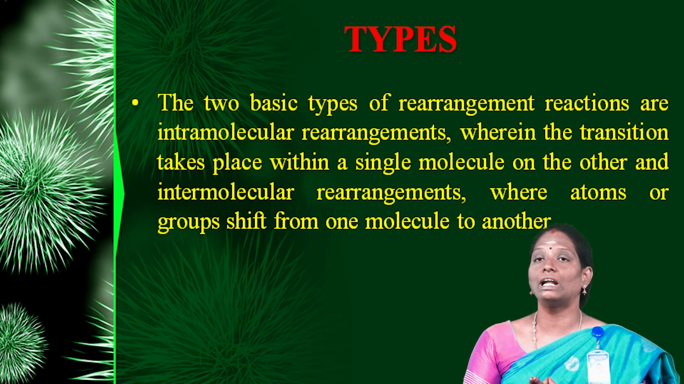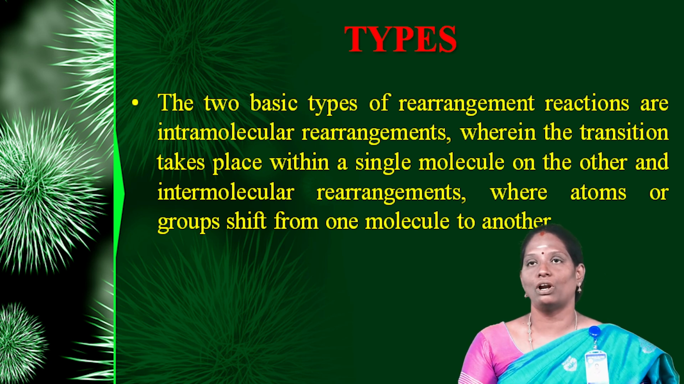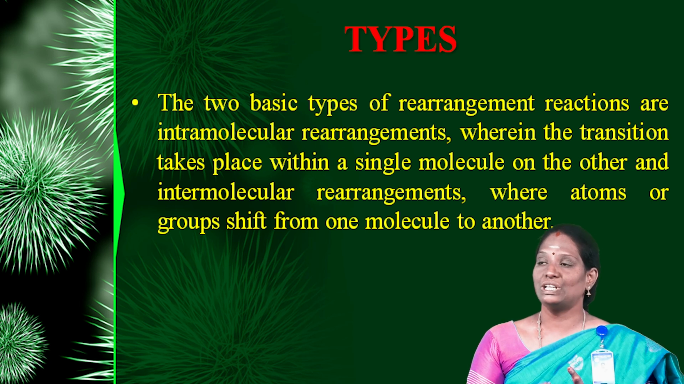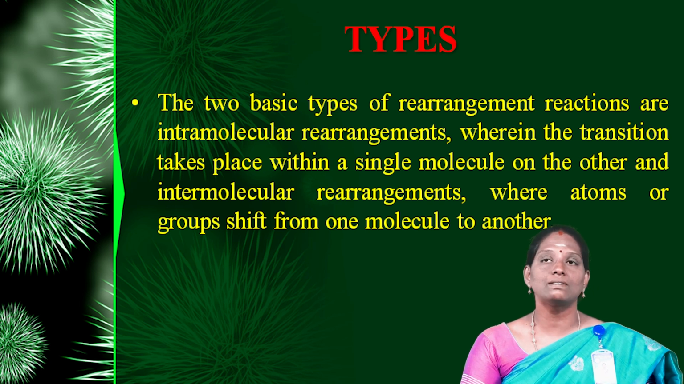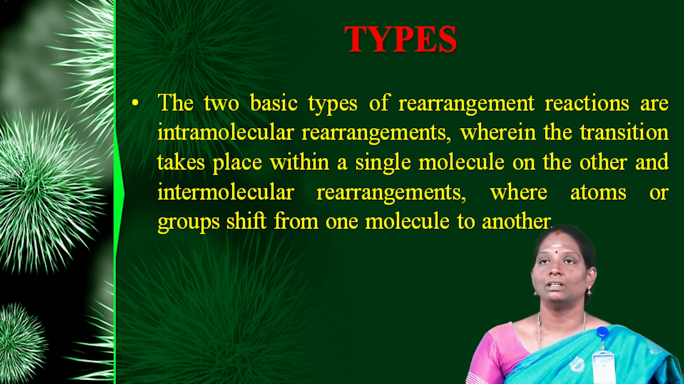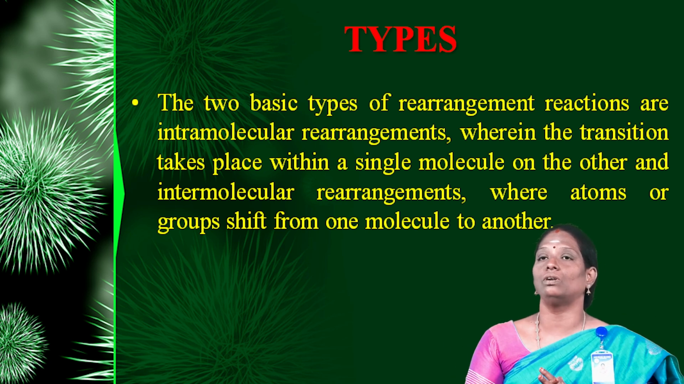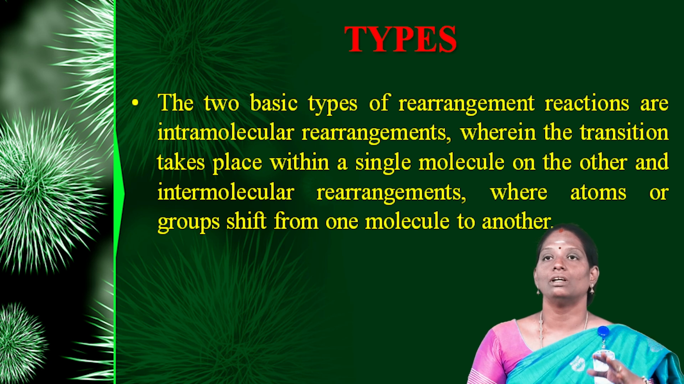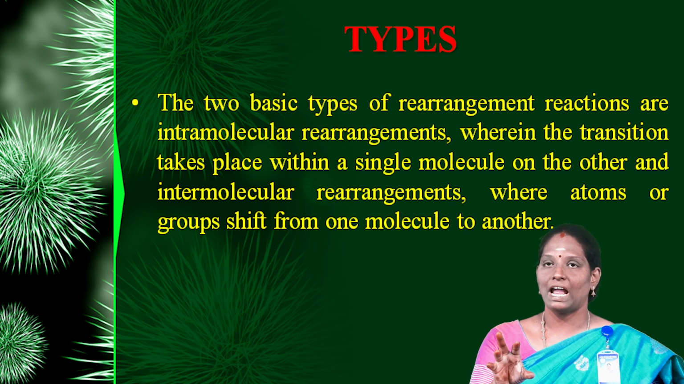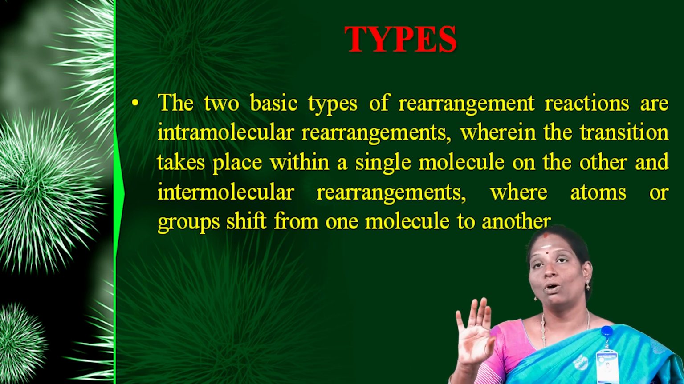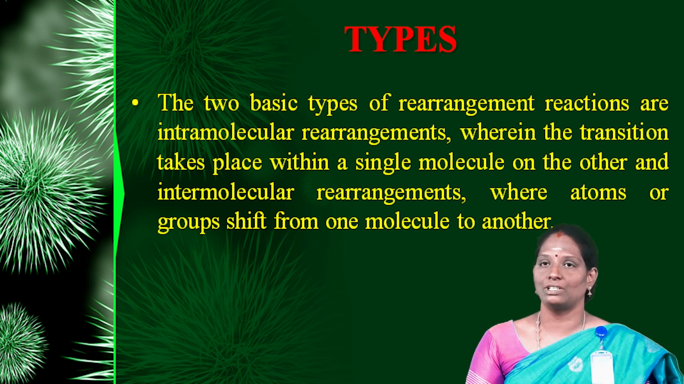Next, we have to know about the types of molecular rearrangement. There are two basic types in molecular rearrangement. They are intramolecular rearrangement and intermolecular rearrangement. What is meant by intramolecular rearrangement? It is where the transition takes place within a single molecule. What is meant by intermolecular? Where atoms or groups shift from one molecule to another. That is called intermolecular rearrangement.